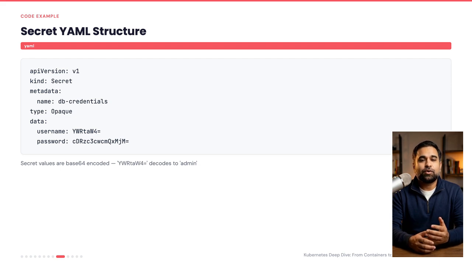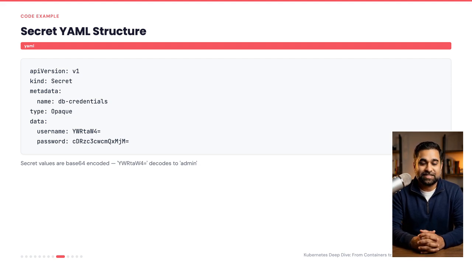The base 64 reality check. Now let's talk about something important. I mentioned earlier that secrets aren't really encrypted. Let me prove it. First, I'll get the secret in YAML format using kubectl get secret database-credentials with output YAML. Look at the password field.